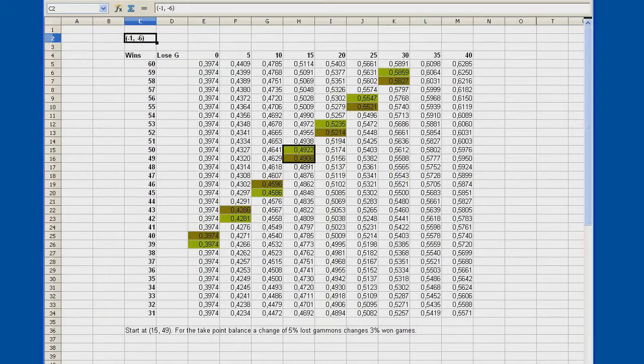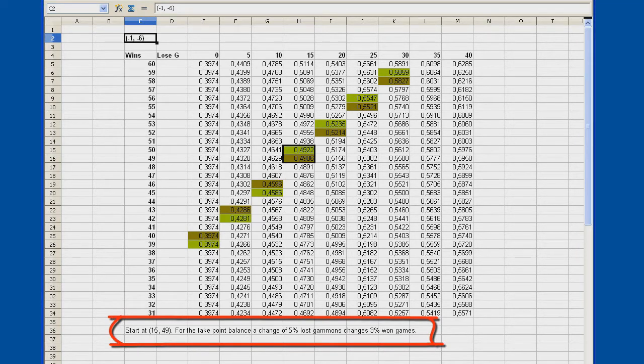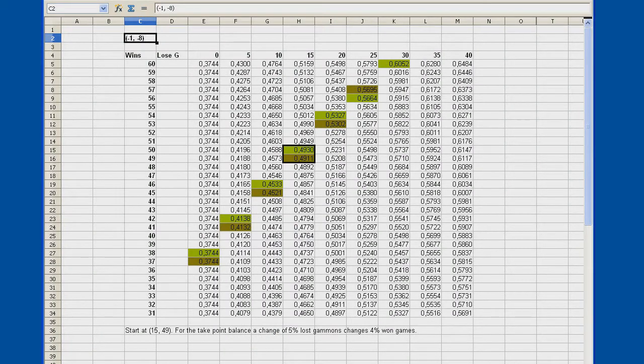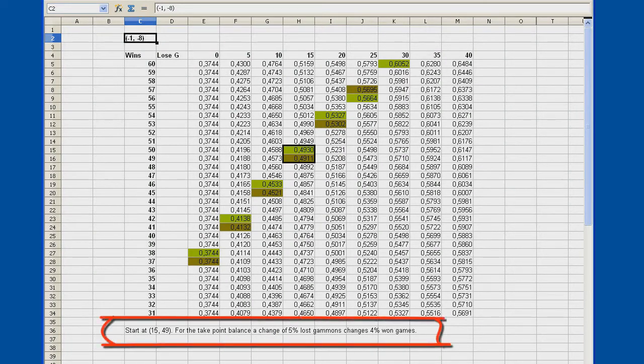A quick look at need 1, need 6 makes us believe that the rule for this match score is: your take point is at 50% winning chances, at 15% gammon loss. 5% gammons is worth 3% games. And doing the same for need 1, need 8, we have the last rule: your take point is at 50% winning chances, at 15% gammon loss. 5% gammons is worth 4% games.